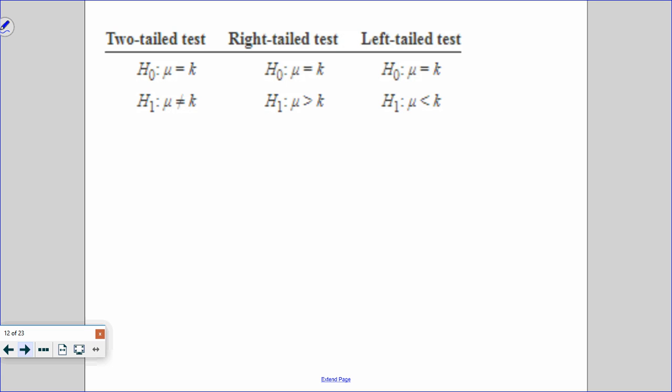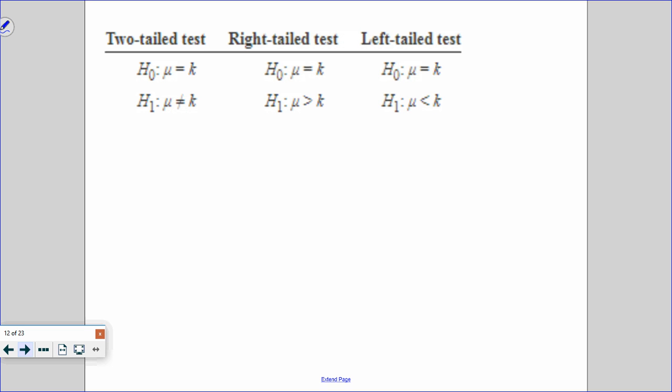So the researcher is typically wanting to support their claim. So that's why our claim is usually listed as the alternative hypothesis. Because remember, we can only reject the null or find evidence to support the alternative. So if we want to reject our claim, we can put it up there. But usually it'll be the alternative hypothesis because we want to support it.